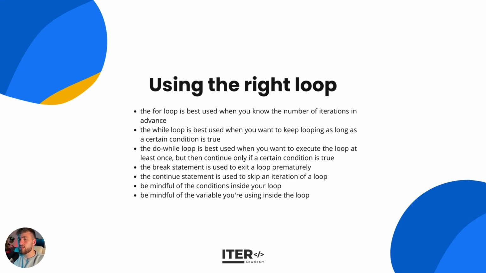Next, let's talk about using break and continue statements. The break statement is used to exit a loop prematurely, while the continue statement is used to skip an iteration of a loop. Using these statements can also help make your code more efficient, as they allow you to control the flow of the loop and avoid unnecessary iterations. It's also important to be mindful of the conditions inside your loop. When you're using a condition inside the loop, make sure that it's not too complex and that it's not doing unnecessary work. This will also help to make your code run faster.